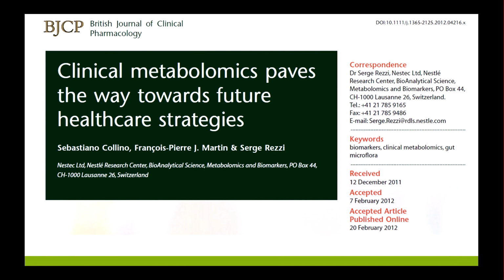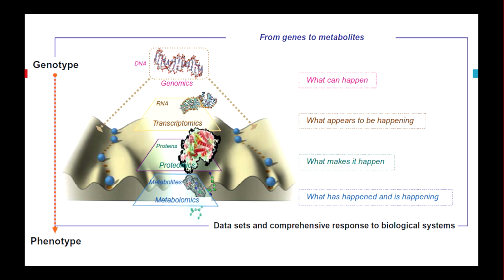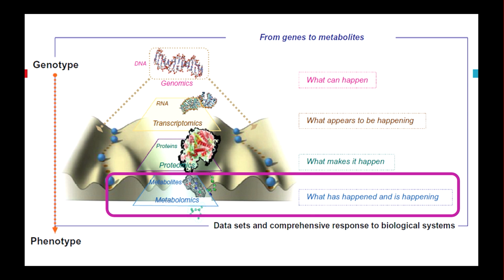So clinical metabolomics paves the way towards future healthcare strategies. This is an older paper, actually in 2011. And I chose the metabolome over everything else, not the genome, because genomes can only tell us what can happen. Transcriptomics, or RNA, can show us what appears to be happening. Proteomics, or the proteins, what makes it happen. But metabolomics is what is essential for the clinics, right? What has happened and what is happening now, because we need the intervention now.